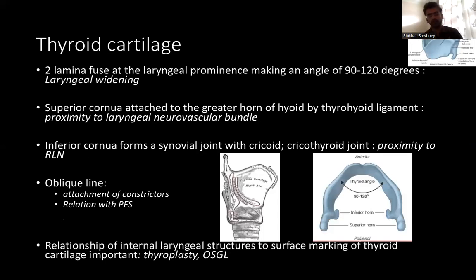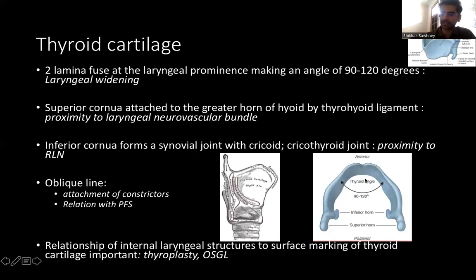Talking about the most prominent and the most important cartilage of the laryngeal framework, that is the thyroid cartilage. It has two lamina, and a superior cornu and the inferior cornu. The two lamina fuse anteriorly at the laryngeal prominence, making an angle of 90 to 120 degrees, depending on whether it is a male or a female.